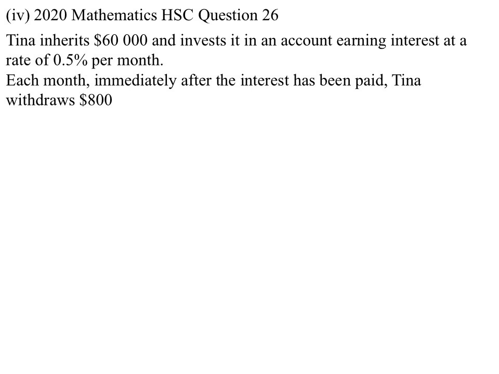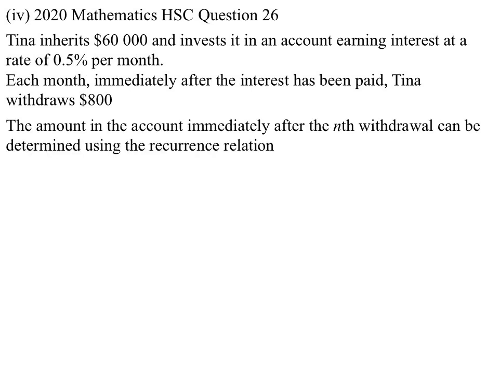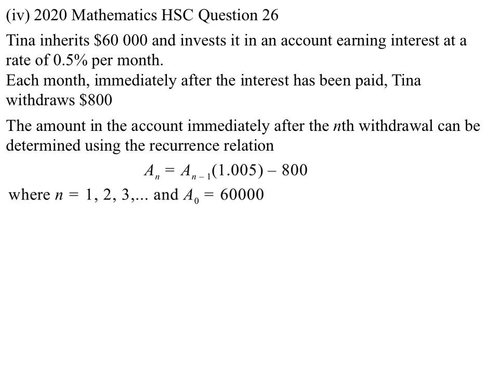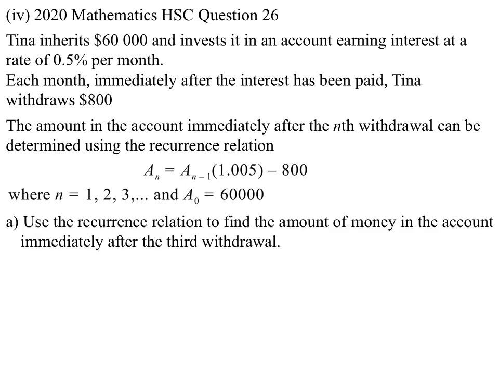Tina inherits $60,000, invests it in an account earning interest 0.5% per month. But then each month, immediately after the interest has been paid, she then withdraws $800. The amount in the account can be worked out using this recurrence relation. So they haven't actually asked us to show this, they've given us that information. Using it, find the amount of money in the account after the third withdrawal.